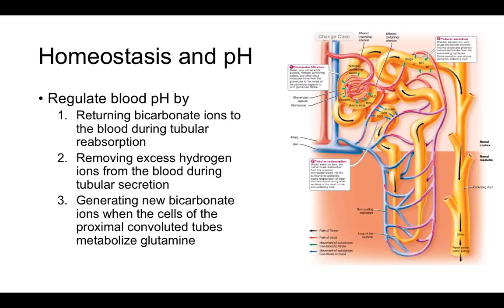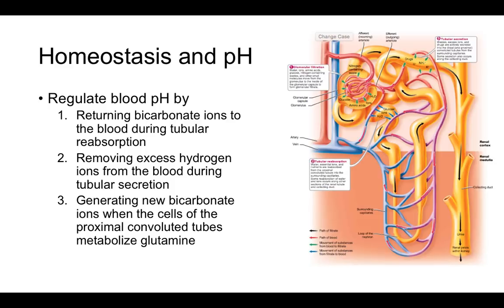So it returns bicarbonate ions to the blood during tubular reabsorption. So we pull them from the filtrate, put it back into the blood. As well as it can pull excess hydrogen from the blood and put it back into the filtrate. As well, the nephron can generate new bicarbonate ions, which again from the chemistry chapter is a buffer, and it helps our blood maintain a 7.2, 7.4 pH, just happy homeostasis right there.